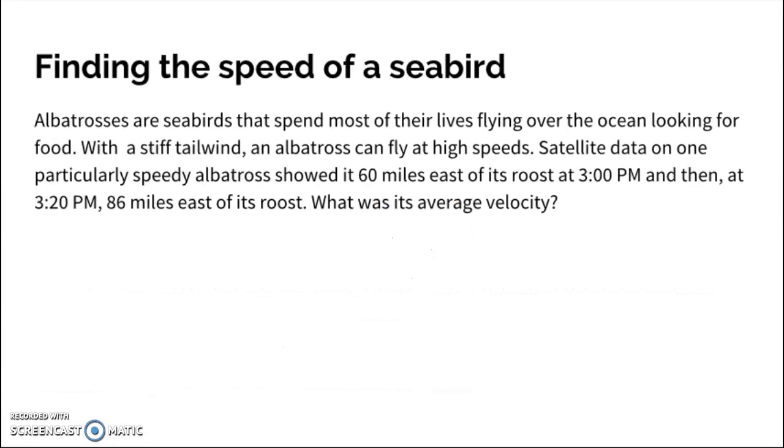Right. So kind of a quick example here in terms of finding a speed. So albatrosses, they're seabirds, but they're also speed birds that spend most of their lives flying over the ocean looking for food. Right. So with the stiff tailwind, these birds can fly at high speeds. So satellite data on one of these birds shows that it is at a location of 60 miles east of its roost at 3 p.m. and then at 3:20 p.m. it's 86 miles east of its roost. So what is the average velocity?